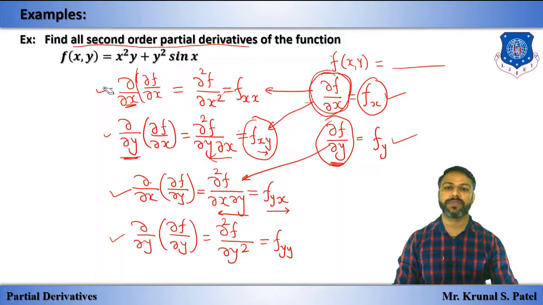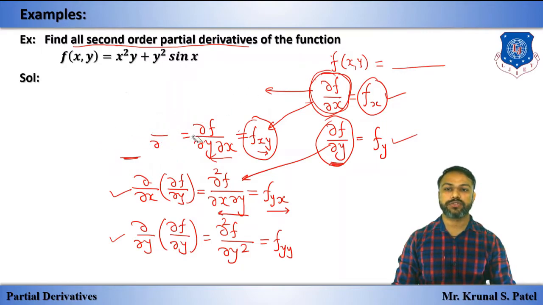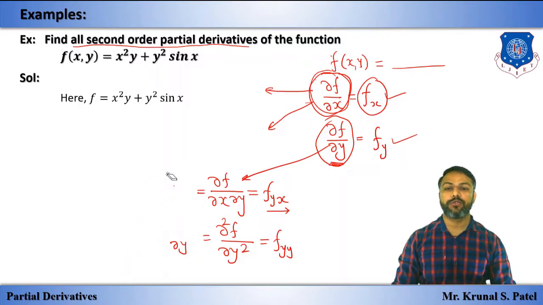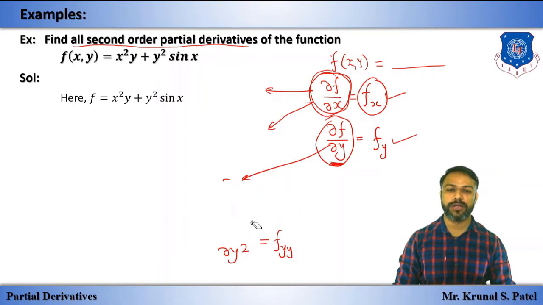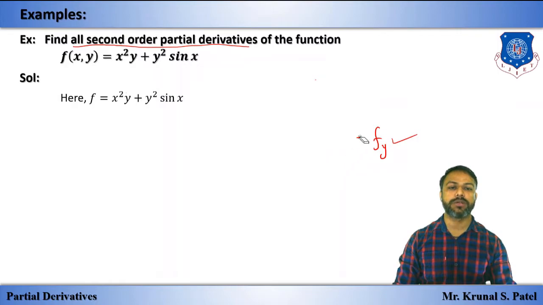Okay, now we are starting with the example. Let's start with the example. First we will write down the solution. Start with the given function f of x y: x square y plus y square into sine x. First we will find the first order partial derivative, and then by using that we will find the second order partial derivative.